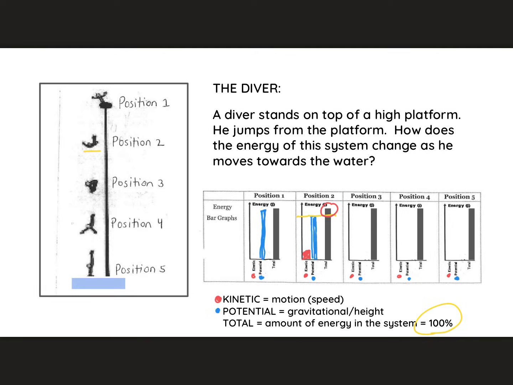Now let's look at position number 3. At position number 3, we notice that he is right in the middle. So therefore, he is an equal distance from the top as he is from the bottom. Therefore, we can think of this as his gravitational potential energy being about 50%, and his kinetic energy is 50% because he's right in the middle.